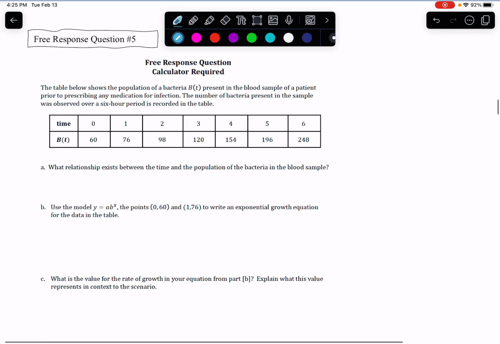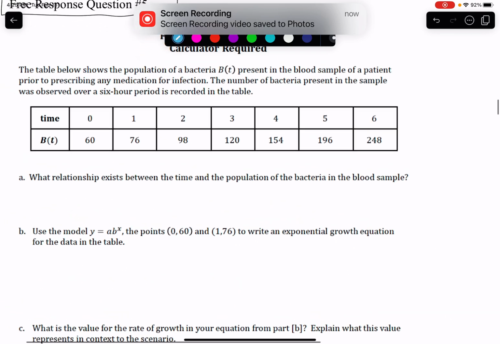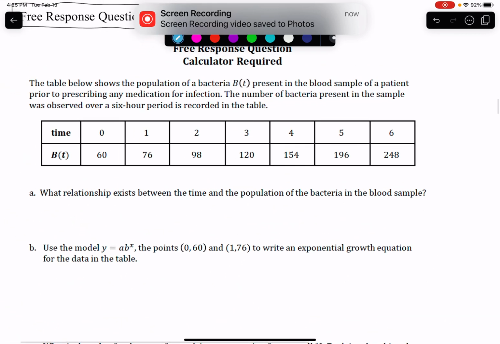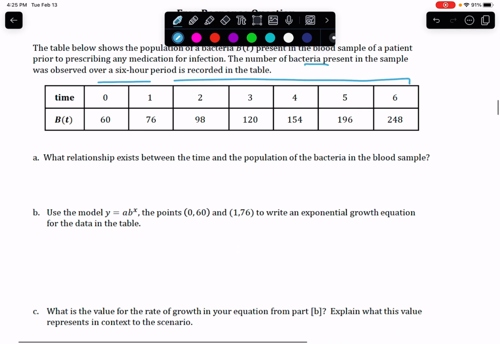This is AP Pre-Calculus. We're working on Unit 2A review, and we're on free response question number 5. We have a table showing the population of bacteria in a blood sample of a patient. The number of bacteria present was observed over a 6-hour period in the table. First, part A asks, what relationships exist between the time and the population? So we're just looking at the relationship.